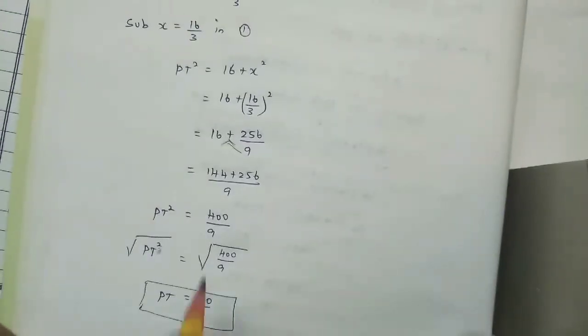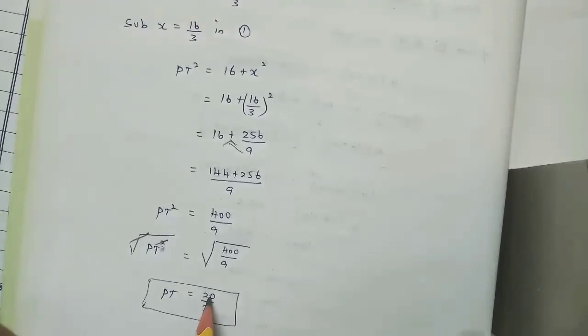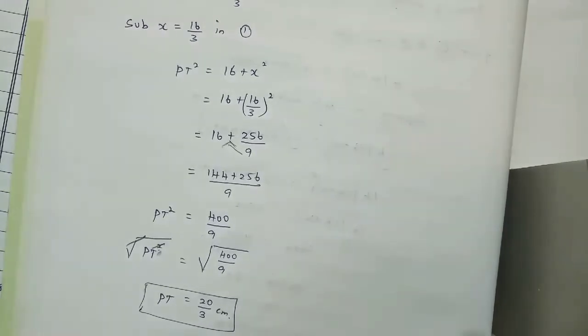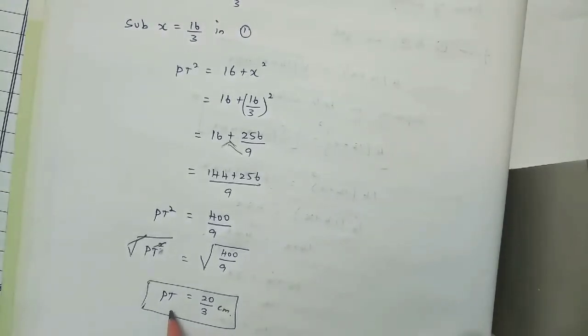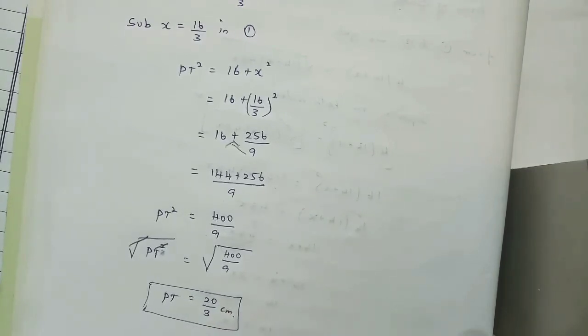Taking square root on both sides, the square root will get cancelled. Square root of 400 is 20. Square root of 9 is 3. So PT is equal to 20 by 3 centimeter. We got it, right? Therefore, the length of the tangent is 20 divided by 3 centimeter, right?